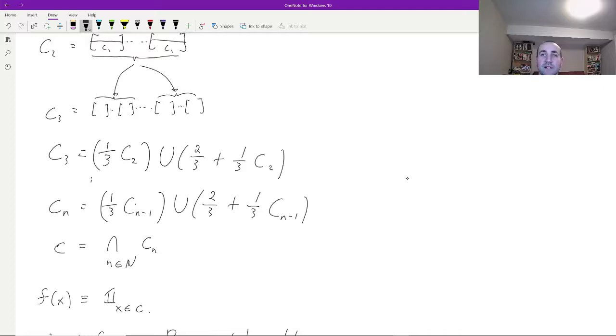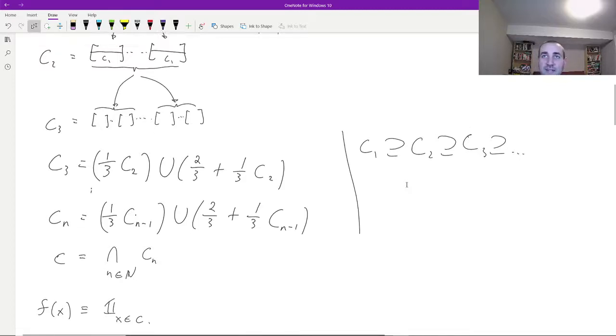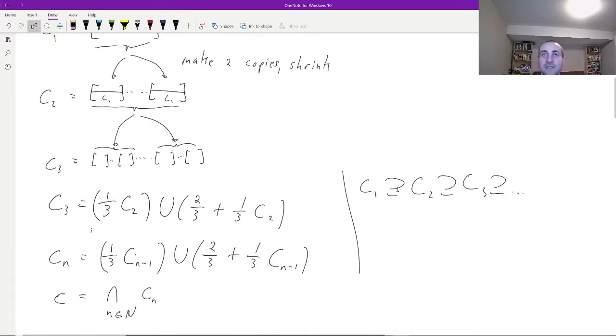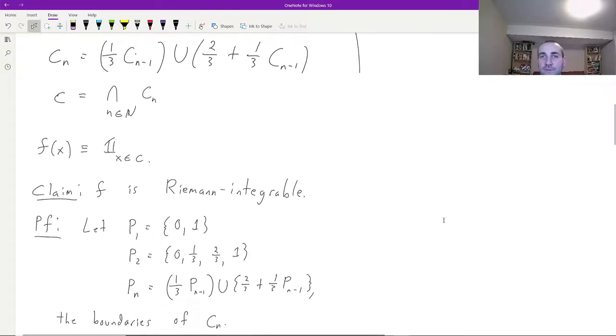And I define C to be the intersection of all of the Cn's. Now, if you look at this picture, you can see that C1 contains C2 contains C3, and so on and so forth. Okay, so that's my Cantor set. It's this weird looking thing, right? You can see that at every stage it seems to be getting smaller and more complicated. There are more intervals in every stage.